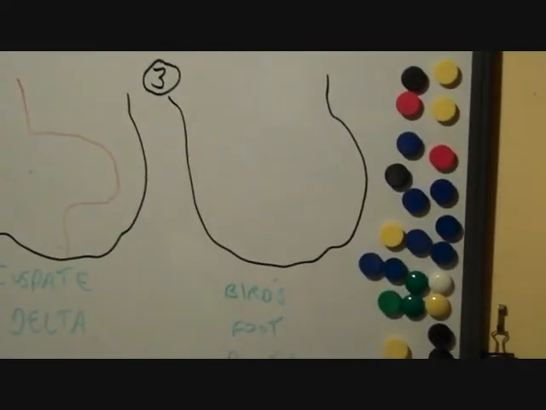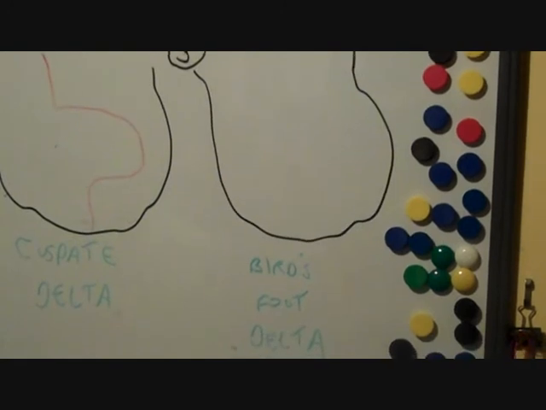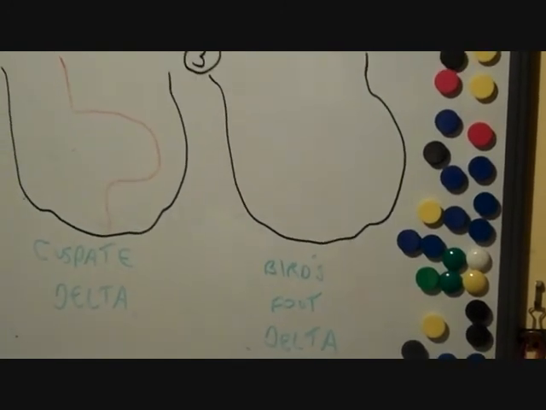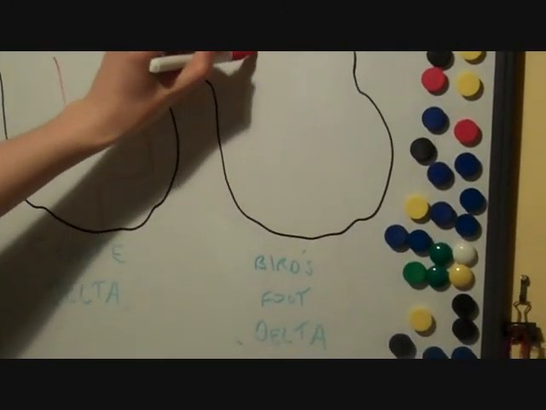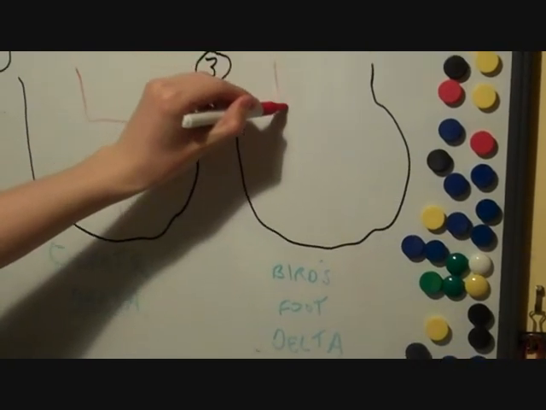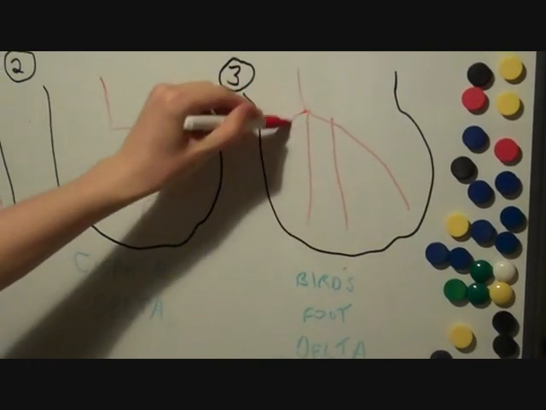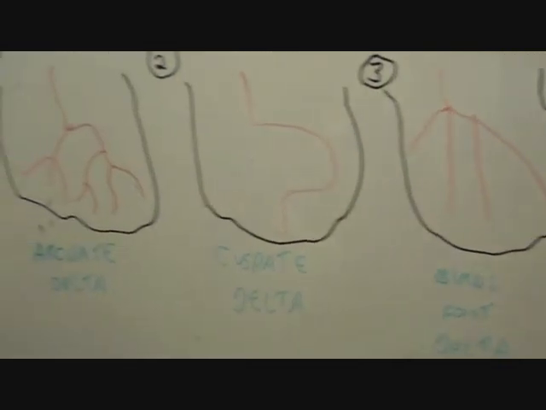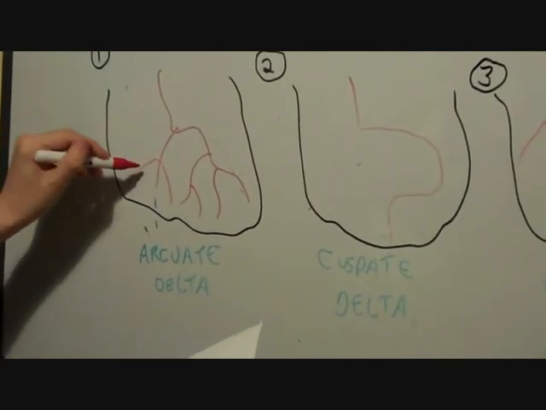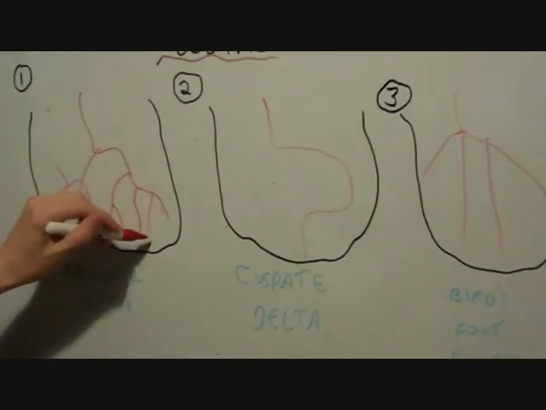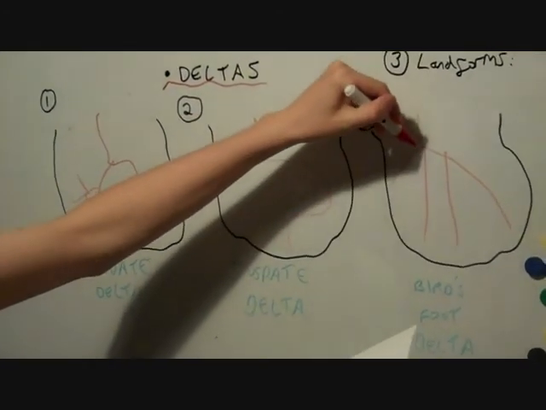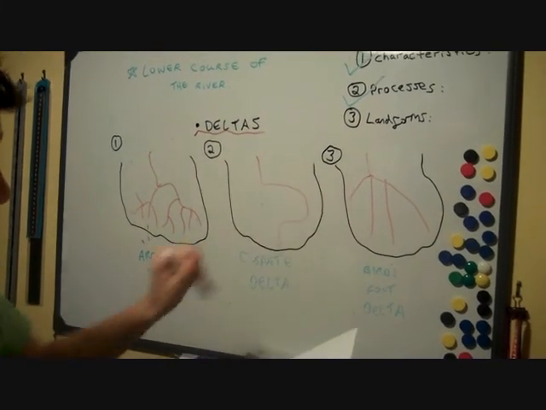Moving on finally, the final one you'll need to know is the Birdsfoot Delta. This is when the river splits on the way to the sea, and each part of the river just juts out, much like a bird's foot. Do not confuse this with the Arcuate Delta. This is when the river splits many times, creating a fan effect. The bird's foot simply splits at the top and does not split further on.